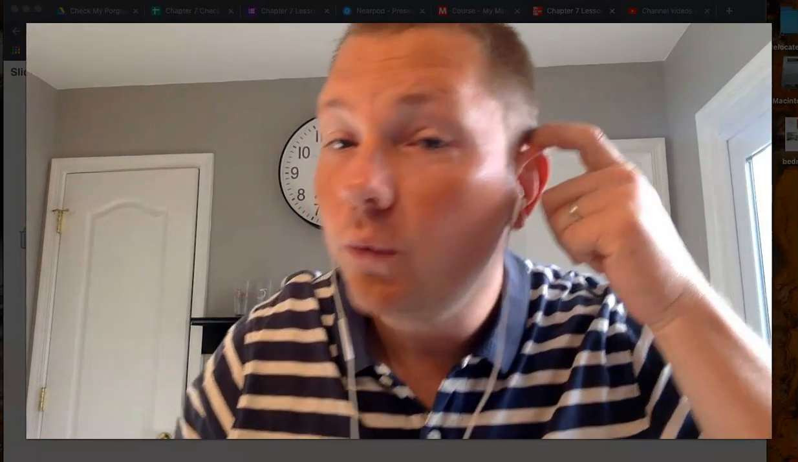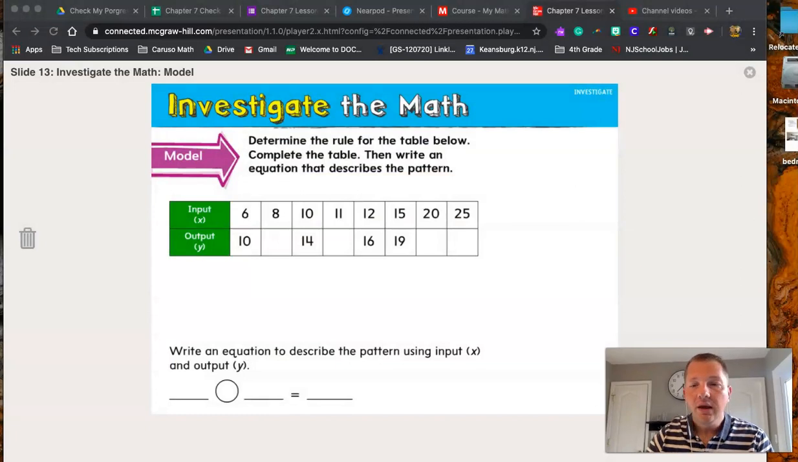So today we have about a week and a half left of this chapter. Today we're getting into some equations that are going to go with figuring out sequences and patterns and how to use equations to solve those. So let's get right into it. So here we are inside the chapter. This is lesson 5, I believe.